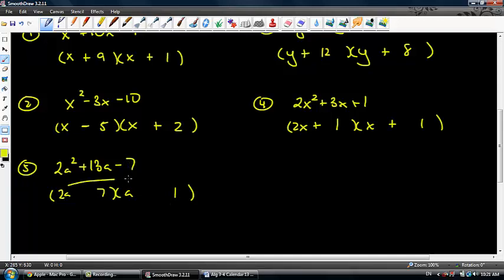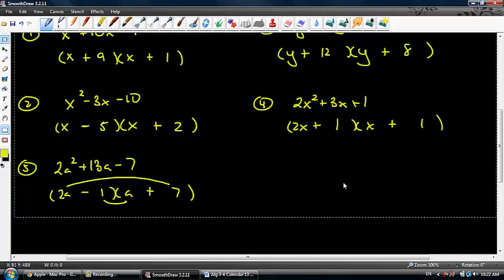Well, I can go ahead and check. I've got 2 and 7. When I combine 2 and 7, I get 9. That doesn't help me. So let me try and reverse the order. If I put a 1 here and a 7 out here, I've got a 14 and I've got a 1. Well, 14 and 1 can get me to 13 as long as 14 was positive and 1 was negative. So that is my factor right there. Again, you're going to be doing a bunch of these for your homework tonight, so you will have plenty of time to practice.